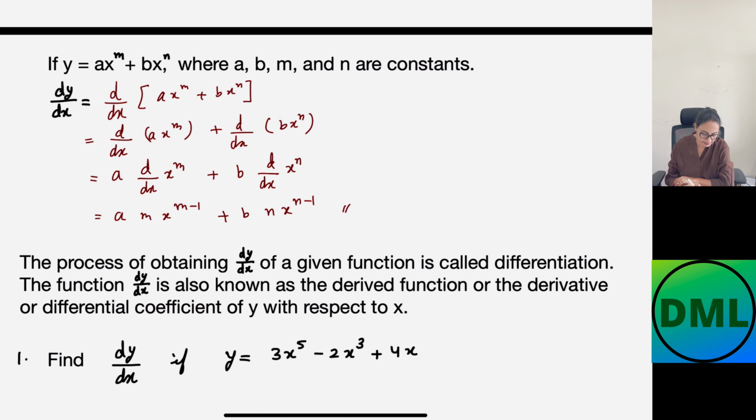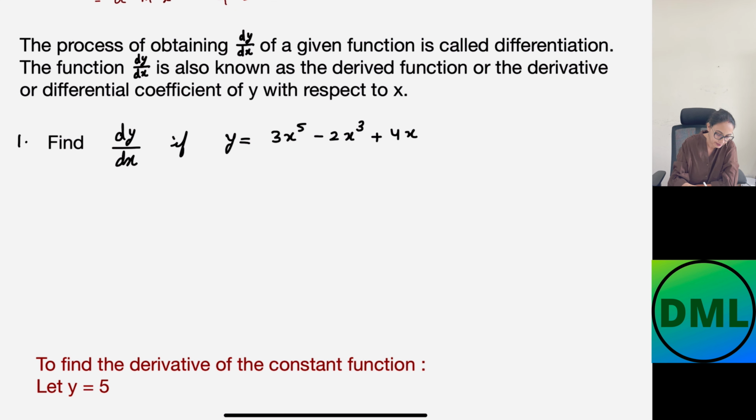Find dy by dx if y is equal to 3x to the power 5 minus 2x cube plus 4x. I need to differentiate that. Let's differentiate it. Dy by dx will be written as d by dx of 3x to the power 5 minus 2x cube plus 4x.